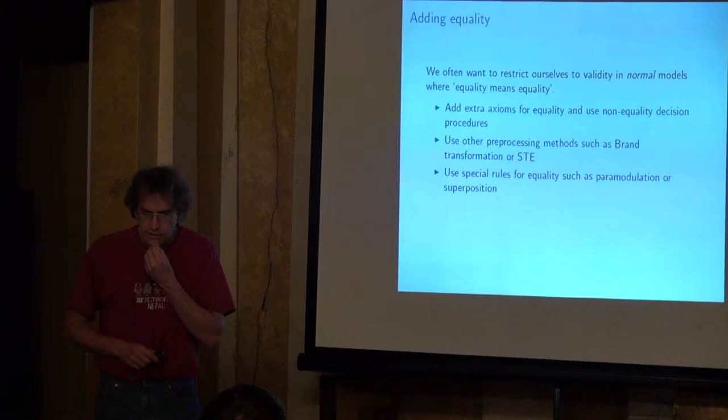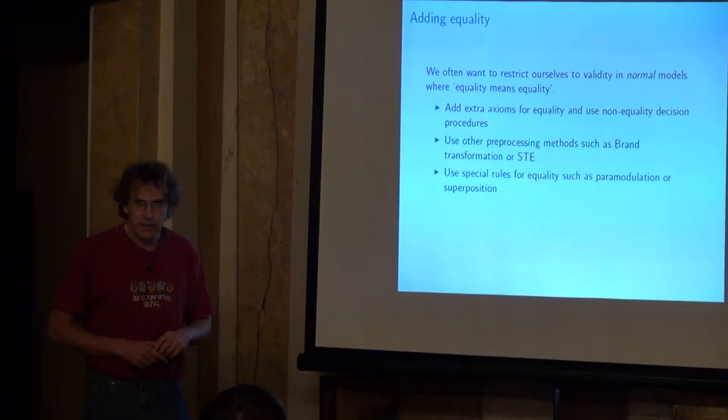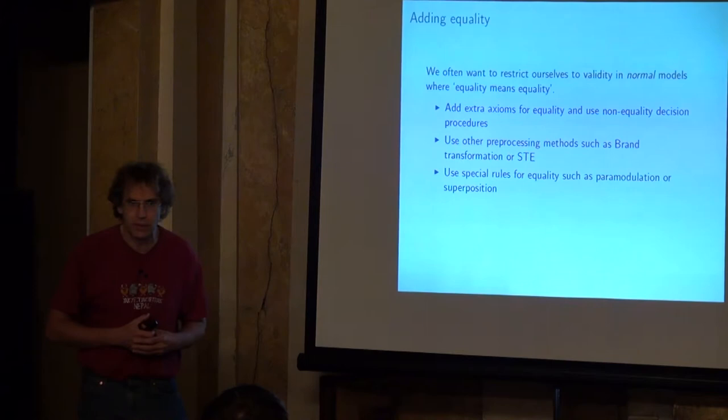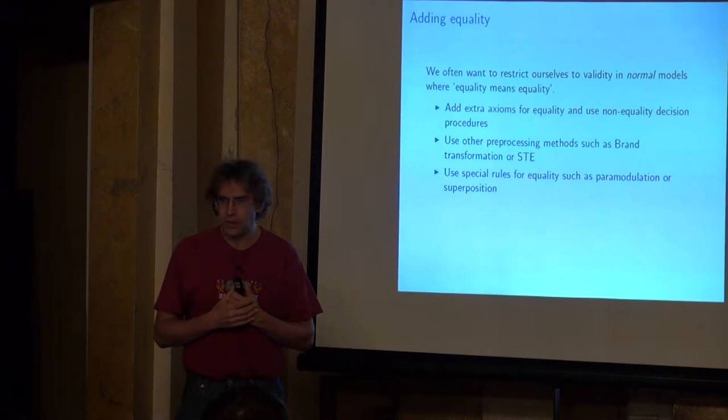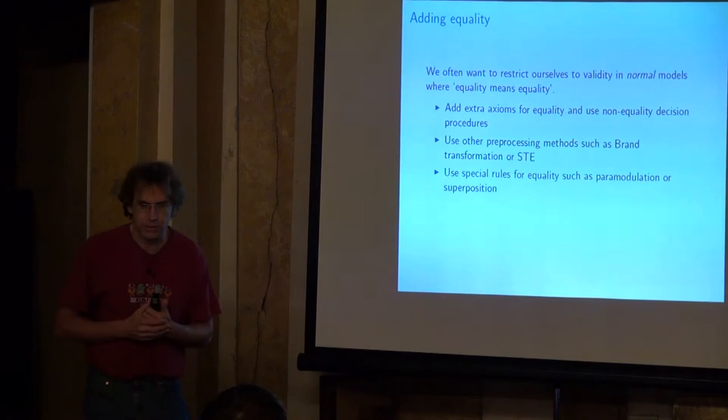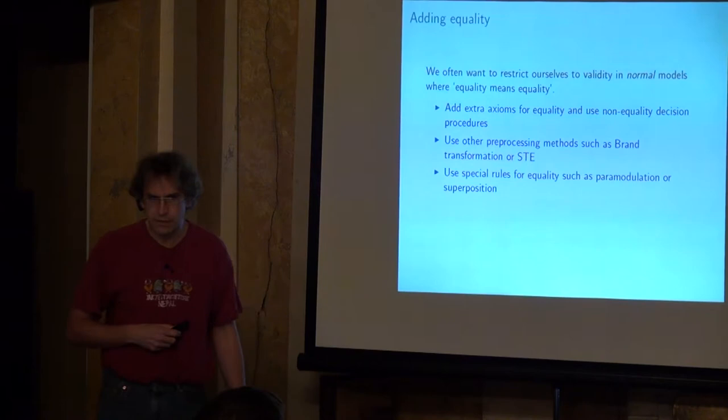Unfortunately, in mathematics, we very often really care about equality. Now, if you use one of these first-order validity algorithms for formulas involving equality, it's basically proving validity in all possible models, including those where the equality symbol is something completely different from real equality. You know, it might be less than or something. So very often, we're interested in so-called normal models where equality means equality.